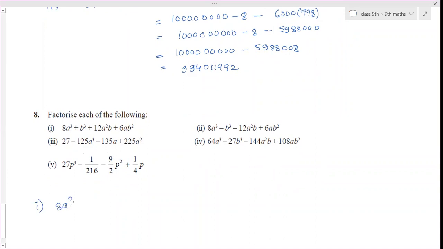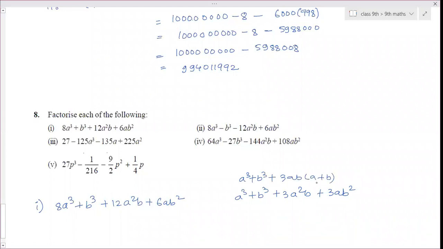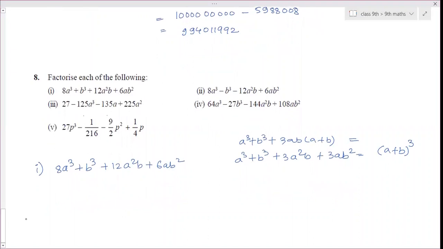First one, 8a cube plus b cube plus 12a square b plus 6ab square. So this is in the form of a cube plus b cube plus 3a square b plus 3ab square. This is the expansion of a cube plus b cube plus 3ab into bracket a plus b, and finally this is the expansion of, both of them are the expansions of a plus b whole cube. So find out what is a and what is b from this.